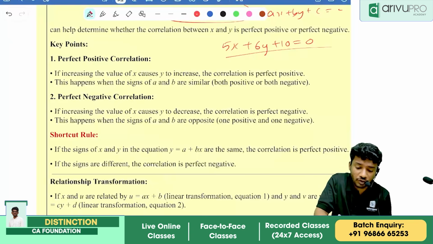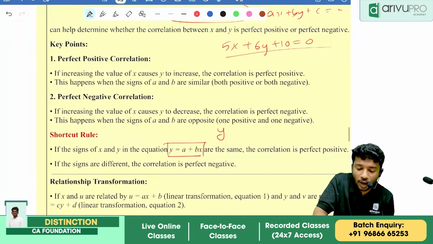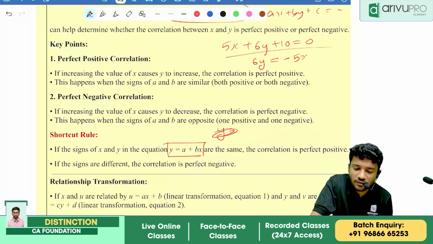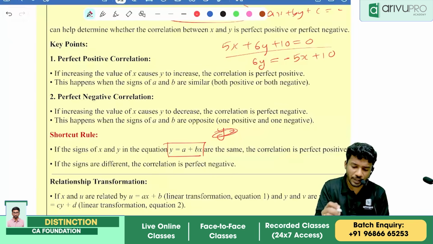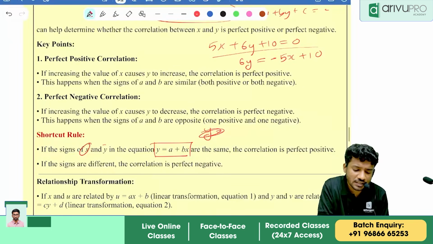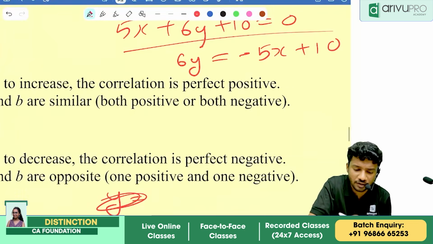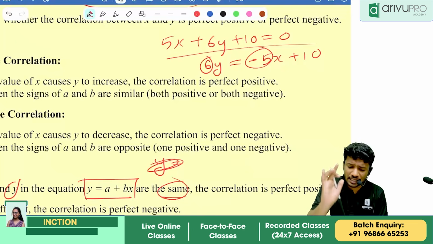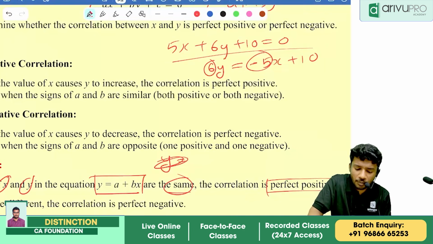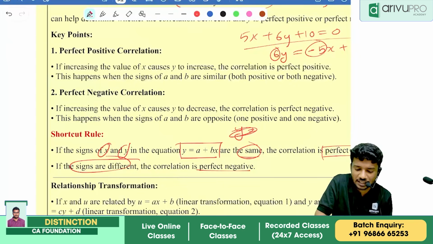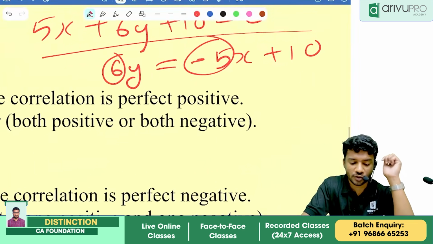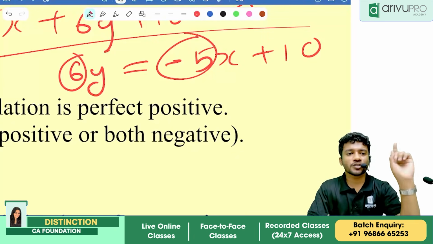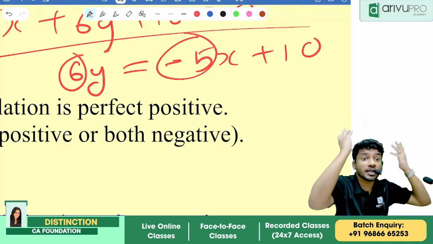Now, our shortcut is we will always convert in terms of y. Y is equal to, that means here, 6y is equal to minus 5x plus 10. Now here, people, look at the sign of x and y. Here the signs are opposite. If the sign is same, we will say that they are perfect positive. If the signs are different, we will say that they are perfect negative. So in this question, what is the case? Perfect positive or perfect negative? Perfect negative. Understood, people? So sometimes, very rare, but if you are lucky, you will get a question.